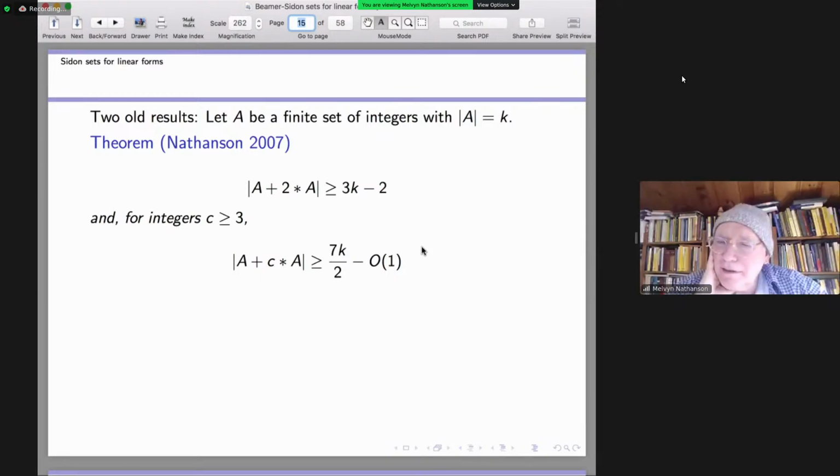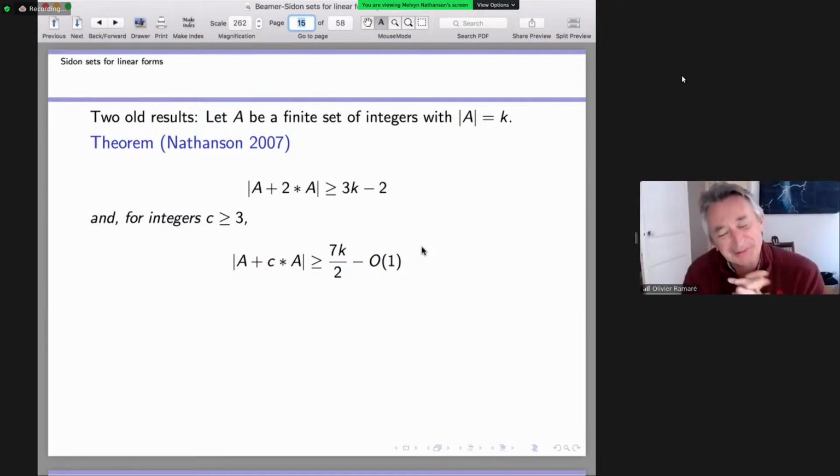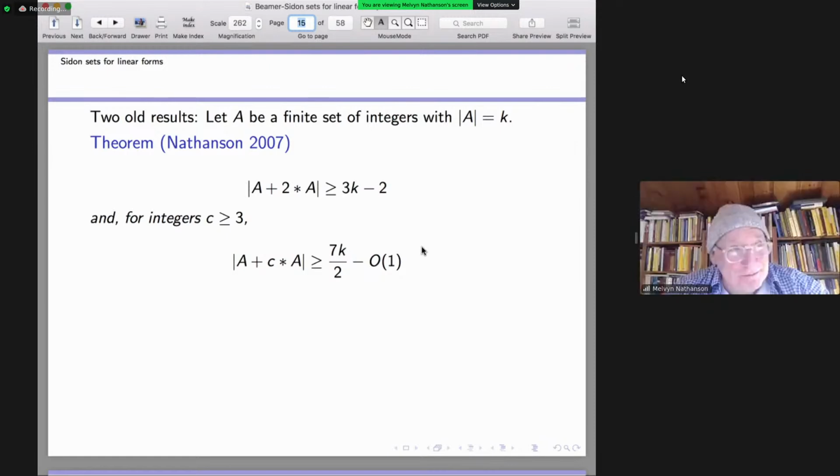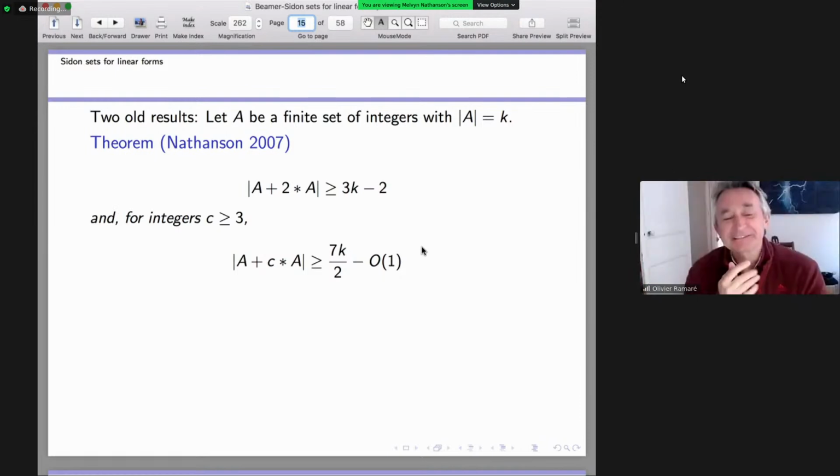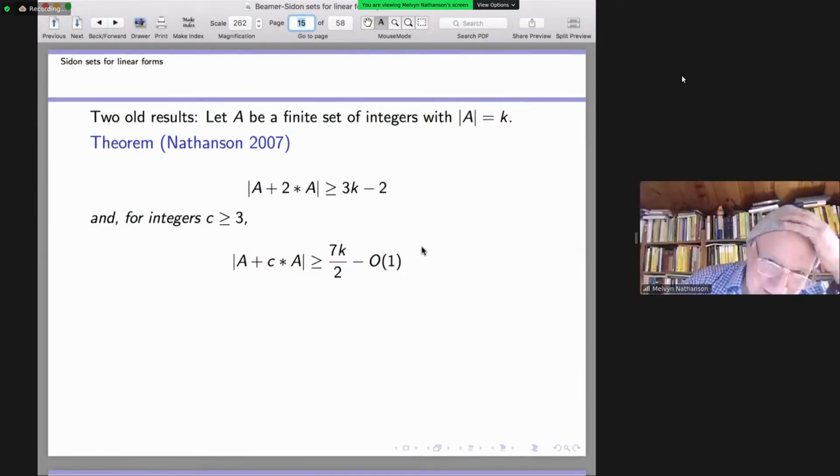No, I'm trying to think, because this is, as you observe, very old. Well, it's pretty old. I'm sorry, it's not exactly the topic of your talk today. No, I understand. So you're interested in these theorems about sums of dilates in finite abelian groups. Yes.